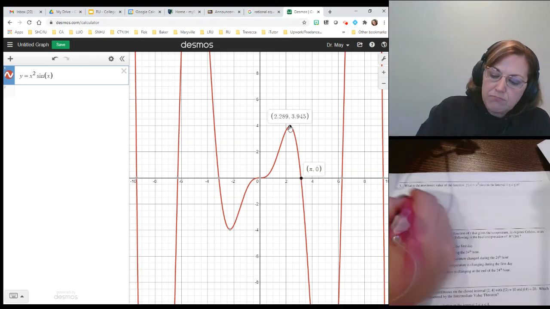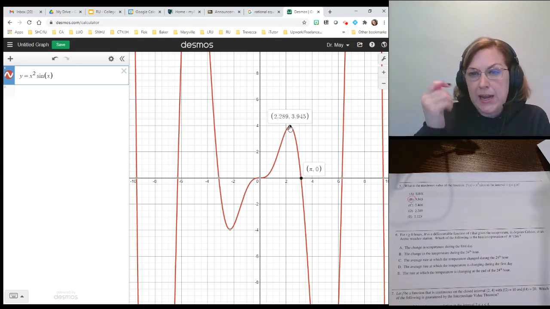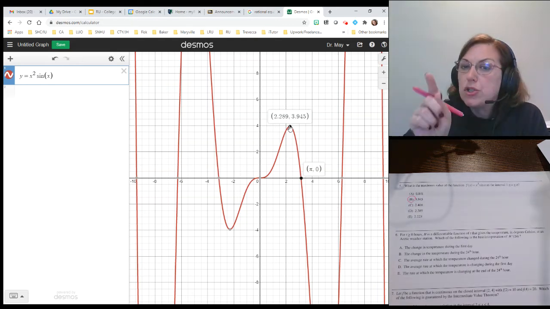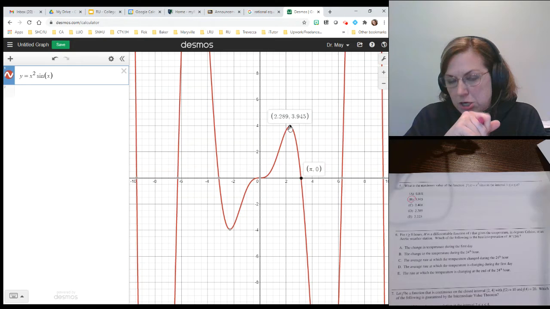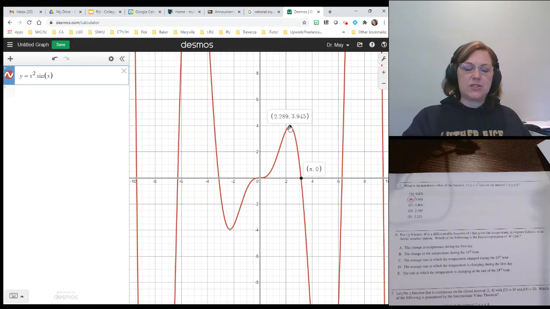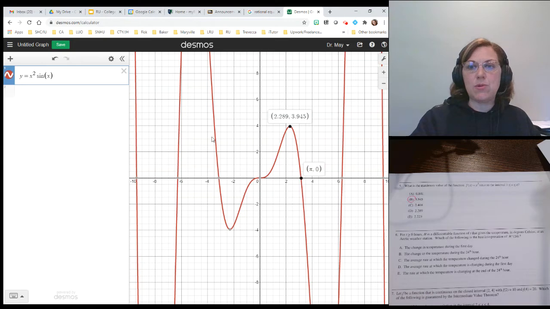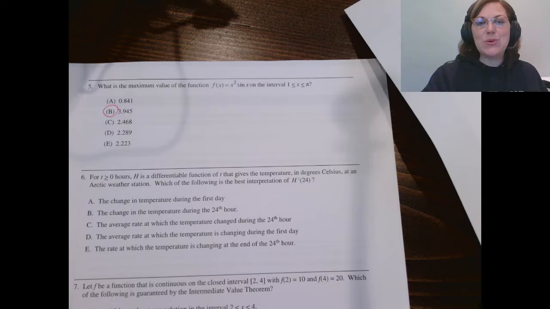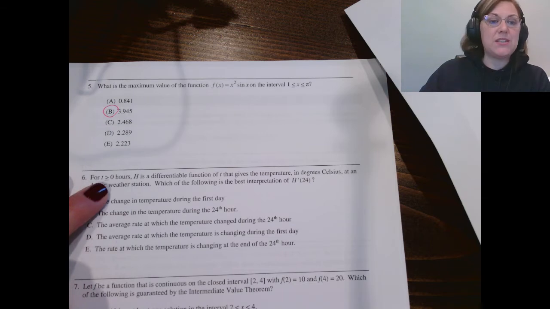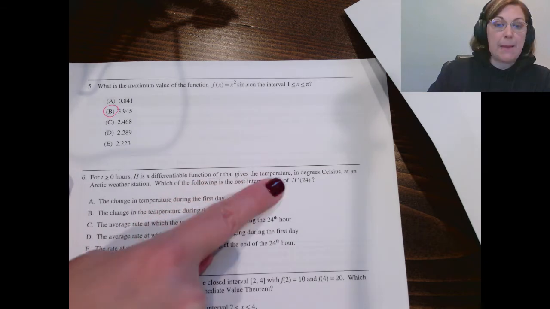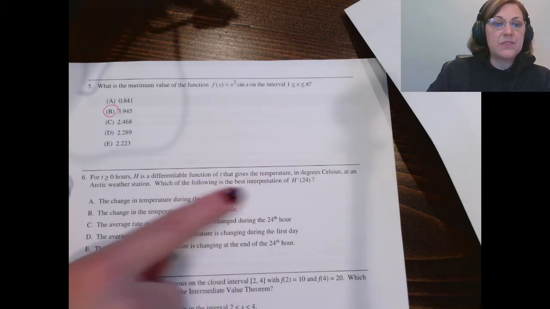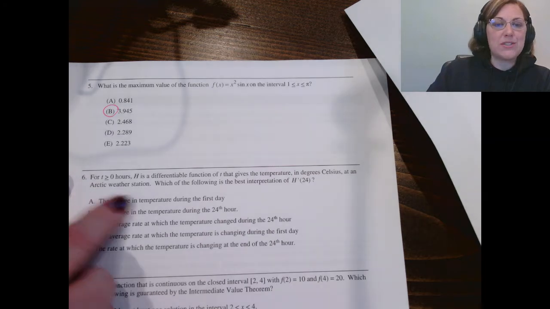3.945. If you're doing this on the 83 or the 84, remember you can use the second trace menu and do the maximum feature, which I believe is option 4. So no worries if you're still using the 83 or 84, you can do the same function. Okay, I'm going to switch back our view so that you can see our questions again, and we're going to work the very next one. It's for t greater than 0 hours. H is a differentiable function of t that gives the temperature in degrees at an Arctic weather station.